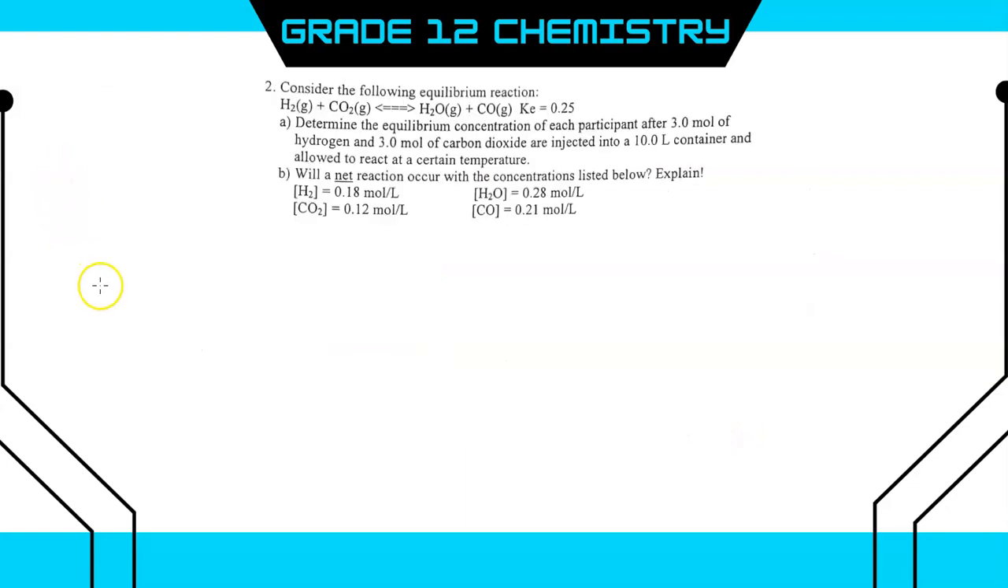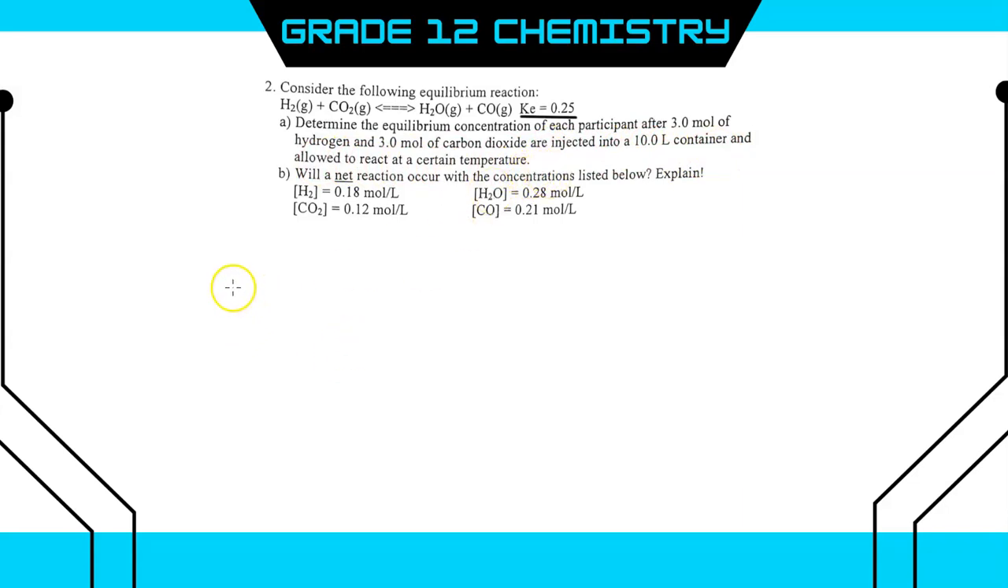All right, let's look at our second question. This is a two-part question, so we'll start with part A. Consider the following equilibrium reaction. We have hydrogen and carbon dioxide in equilibrium with water and carbon monoxide, and they give us the equilibrium constant for this reaction. Determine the equilibrium concentration of each participant, so of everything there, after 3 moles of hydrogen and 3 moles of carbon dioxide are injected into a 10-liter container and allowed to react at a certain temperature.